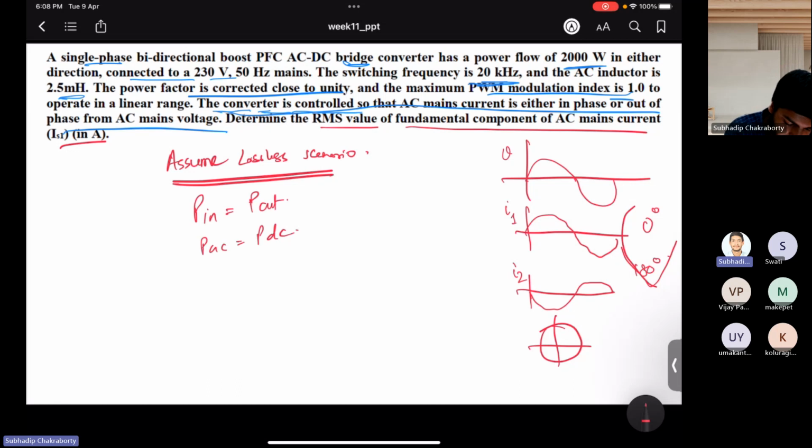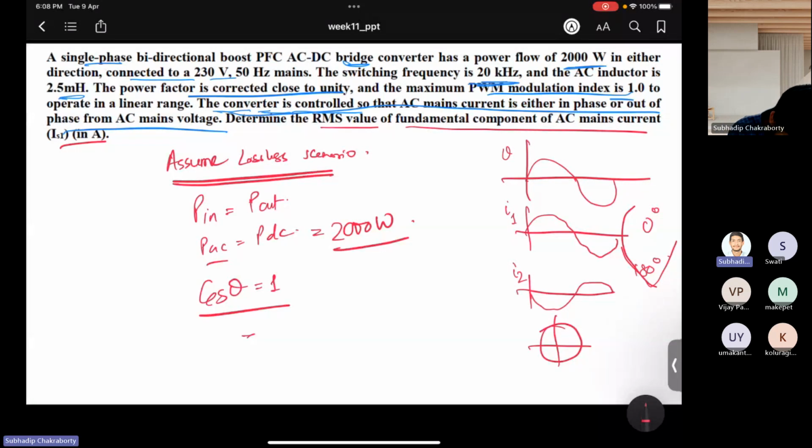So what is the value of PDC? Anyone? That is the DC power or power transferred. It is given in the question as 2000 watts. So PAC, the AC power being drawn from the supply, is 2000 watts, right? Now I also know that the power factor is unity and the RMS value of the voltage, then I can find the RMS value of the current. So cos theta is 1.